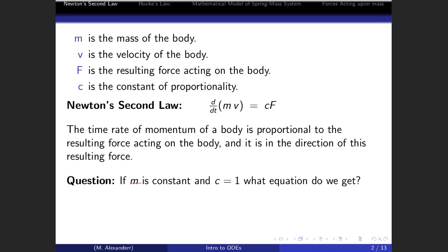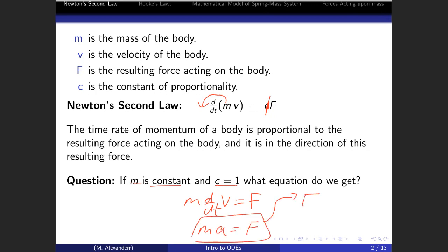If m is a constant and c is equal to the number 1, you can actually take m outside the derivative, and in that case you will have m times the time derivative of the velocity is equal to the force. But what is the time derivative of velocity? That is the acceleration, which is the version that you have seen before. We usually write it out the other way, but just know that you can always write it the other way. So that is Newton's second law of motion.